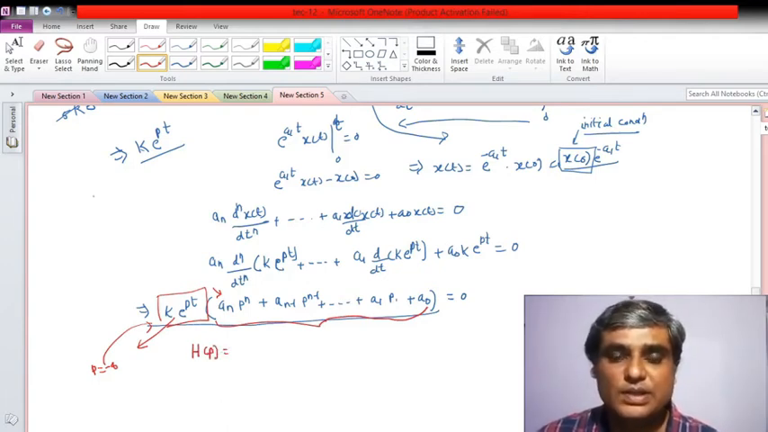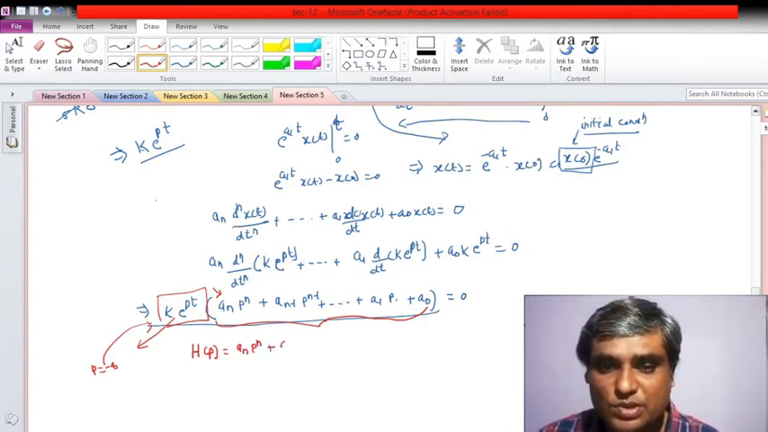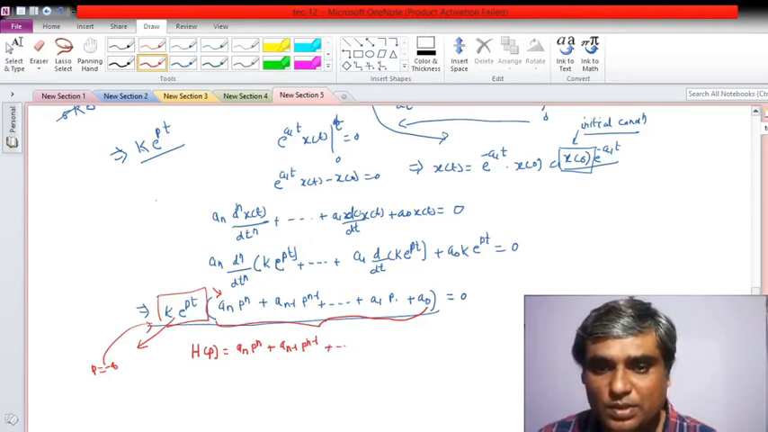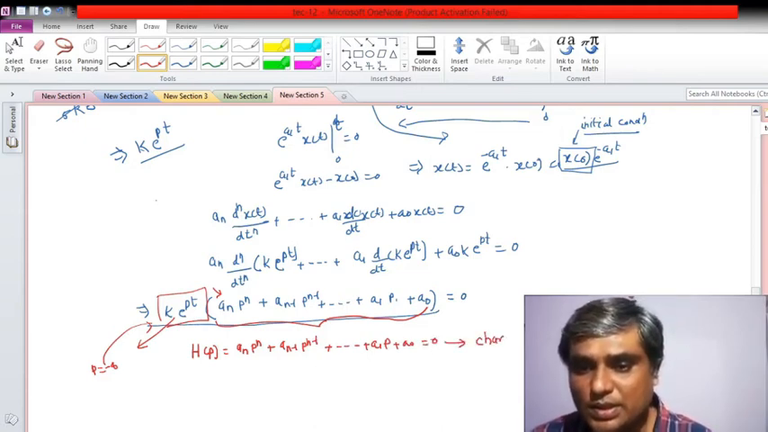This is basically the chapter I am referring from the book. So h of p will be a_n p raised to n, so I am using the same notations which have been given there, plus a_(n-1) p raised to n minus 1 plus a1 p plus a0, which is equal to 0, and this equation is called the characteristic equation, or it is also named as the auxiliary equation.